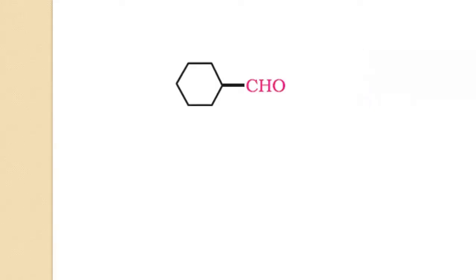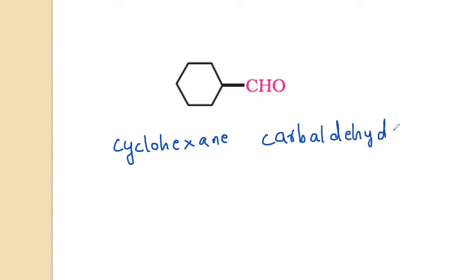This is a different kind of naming. You can see that there is a cyclohexane ring and a CHO. We cannot call it cyclohexanal because there are not 6 carbon atoms but 7 carbon atoms including the CHO carbon. So here we adopt a different style of naming. We call this cyclohexane carbaldehyde. So the cyclohexane ring and the CHO is called carbaldehyde.